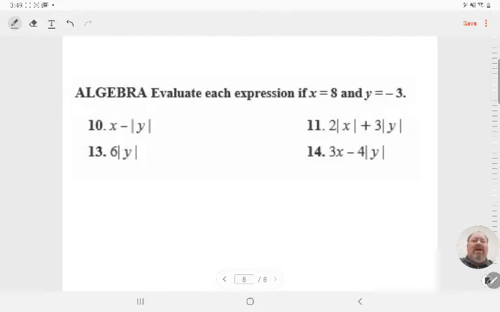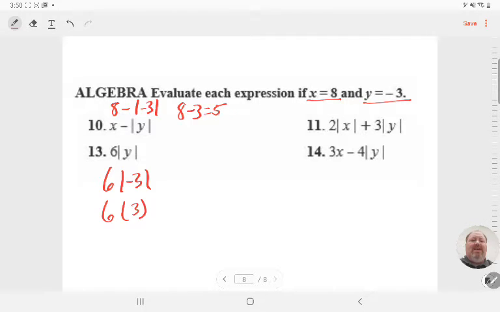Number 10, we have x minus the absolute value of y. X is 8, y is -3. So it would be 8 minus the absolute value of -3, which would be 8 minus 3, which would equal 5. Okay? On 13, we have 6 times the absolute value sign. When you have them next to each other like this, it's just like next to a variable, so it's multiplication. The absolute value of negative 3, so 6 times 3, which would give me 18.